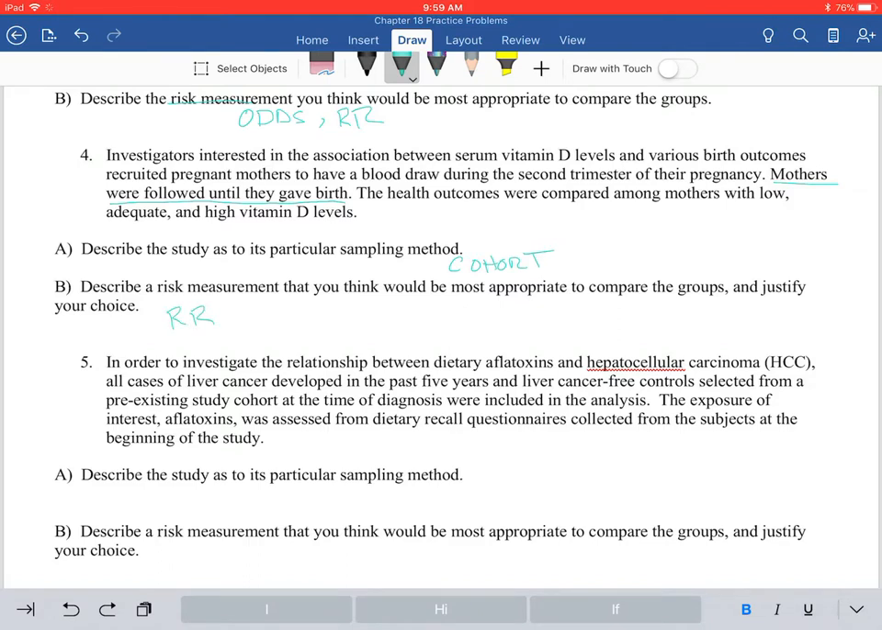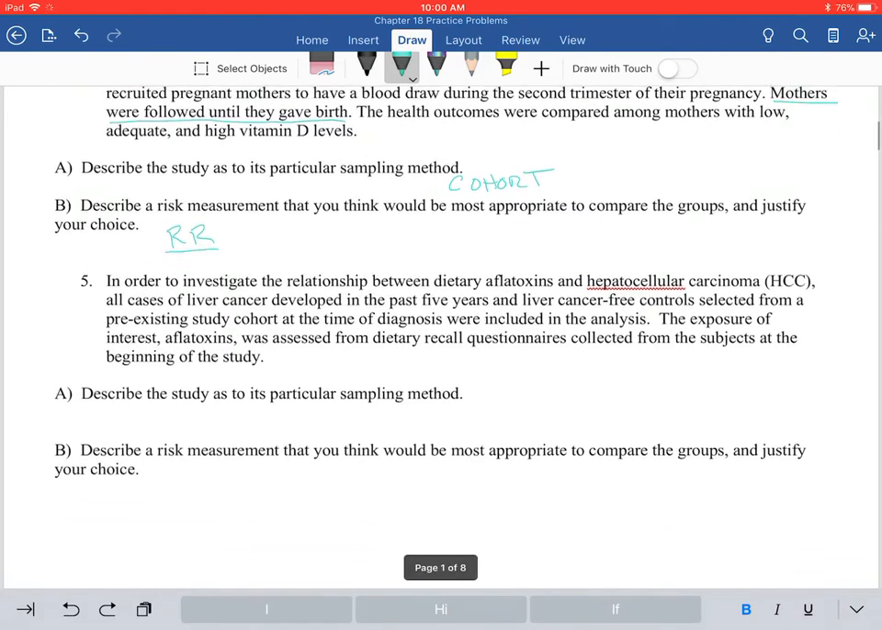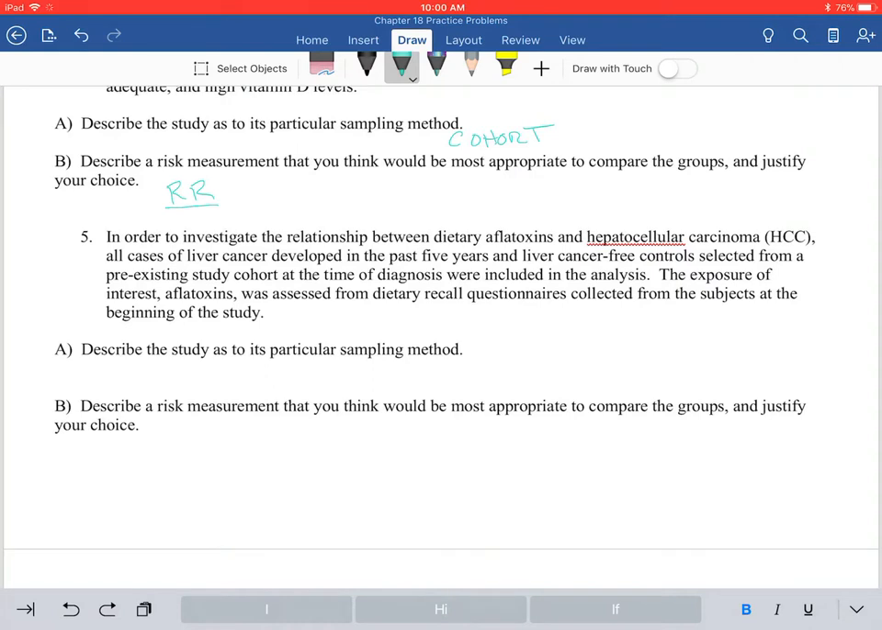And then when you have a cohort, the most popular measure that you're going to use based on the chart is going to be a relative risk. You can use a hazard ratio, but the book doesn't talk about that. And you can use an odds ratio only if there's logistic regression involved within the cohort. So the majority of the time, you're going to be seeing a relative risk.